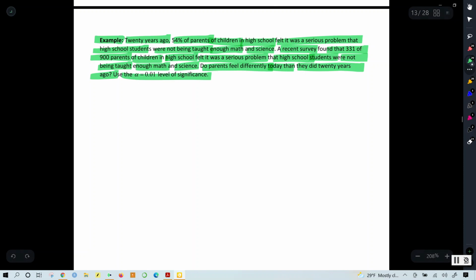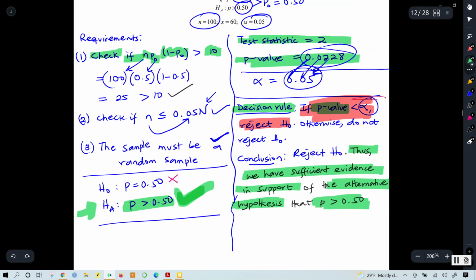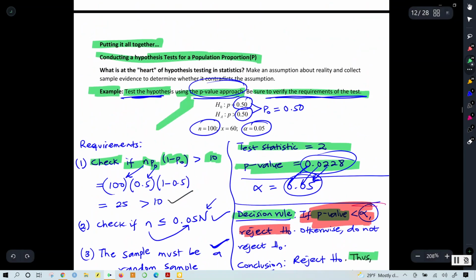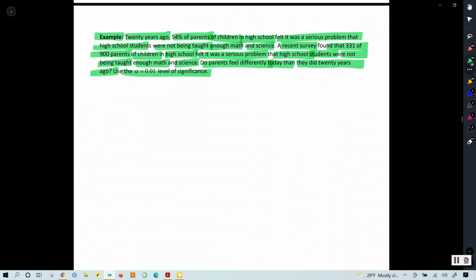Notice that in this example, there is no mandate or requirement that we have to use a particular approach, unlike the previous example where we were mandated to use the p-value approach. So I'm going to take the liberty to illustrate the use of the test statistic versus the critical value approach.